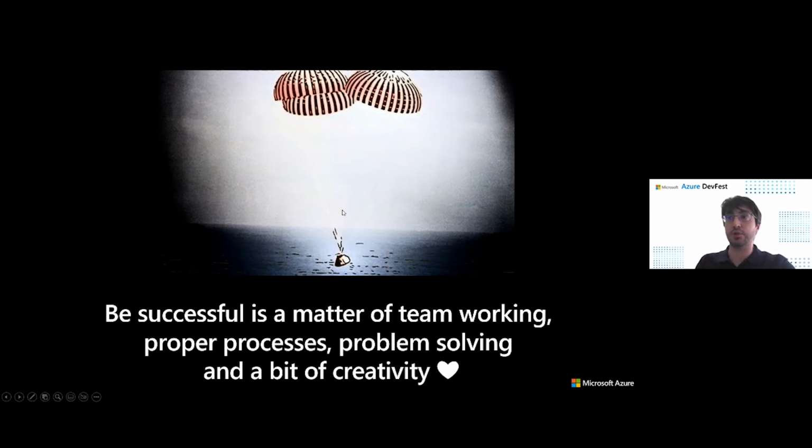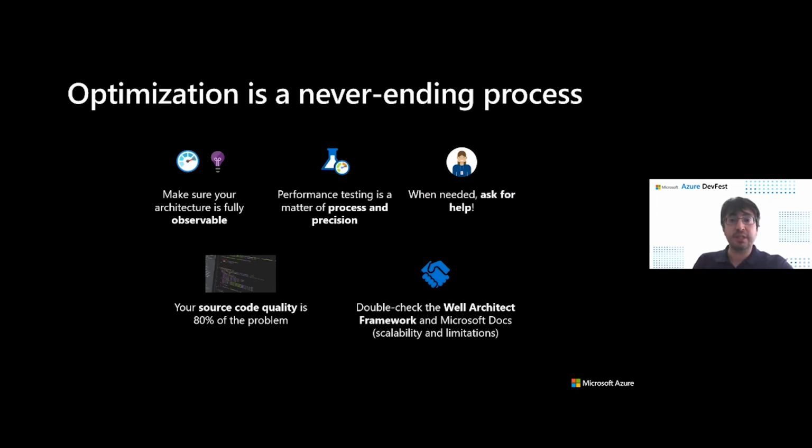As a final summary, it's really important that you make sure your architecture is fully observable, and Application Insights is a must-have tool, and it should always be enabled in every service you deploy. And make sure you have a process to analyze the logs weekly, or you define a lot of alerts so that if something is failing, you get notified. The second point is that performance testing is a matter of process and precision, and you should consider having a dedicated team for it. This will help you a lot to quickly understand the behavior of your architecture when scaling.